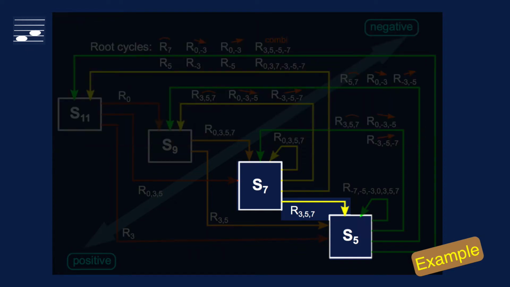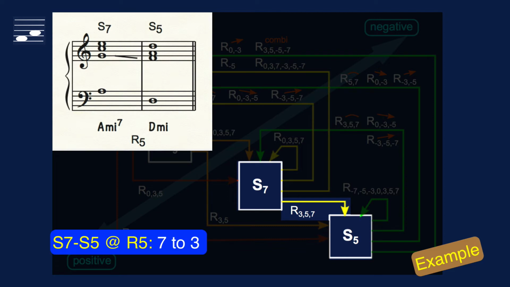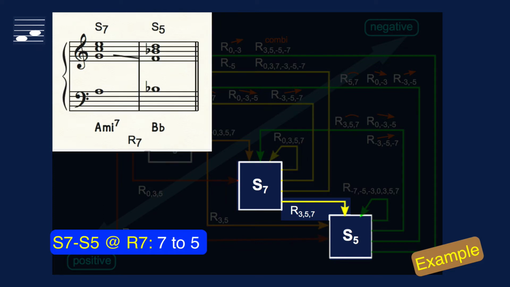Next is the positive root cycle R5, from A minor 7 to D minor, with the 7 becoming the third. The third option is R7, equivalent to the diatonic ascending step, here from A minor 7 to B flat major, with the 7 going to the 5.